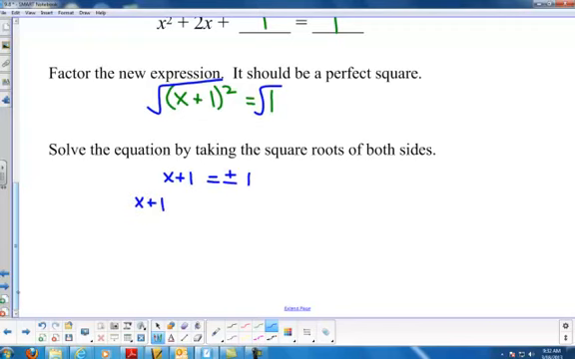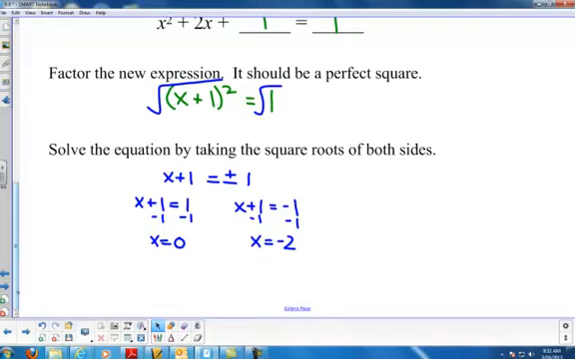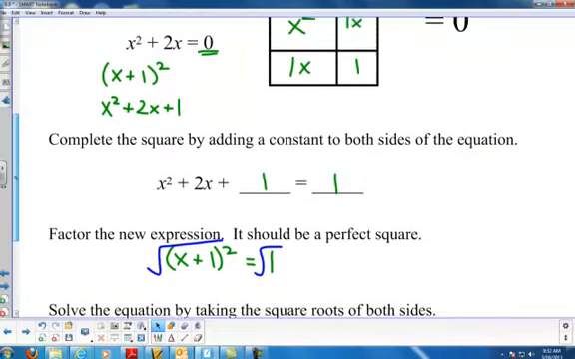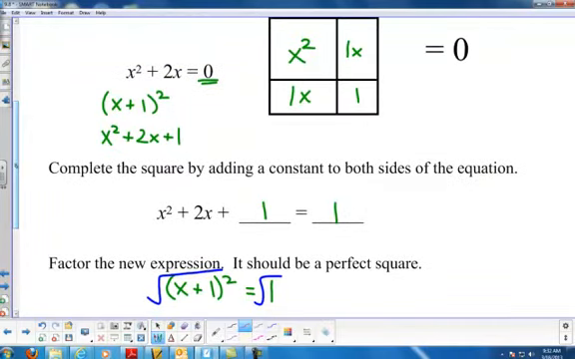So let's just write that out as two completely separate problems. And then we would subtract 1, so our one answer is 0. When we subtract 1, our other answer is negative 2. That makes a lot of sense, because this initial problem up here, in the old method that we used, we could factor that to x times x plus 2. So we do know that our solutions are 0 and negative 2.